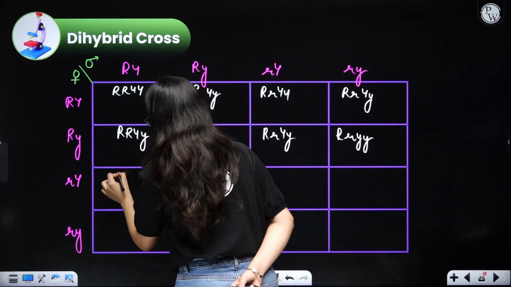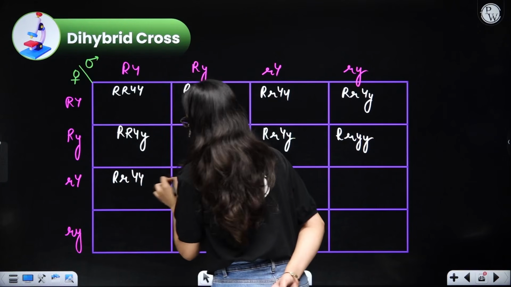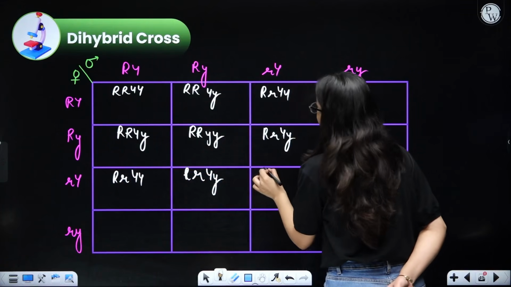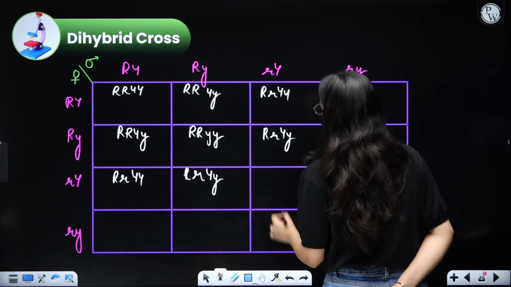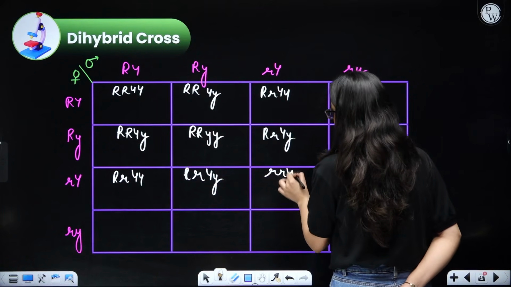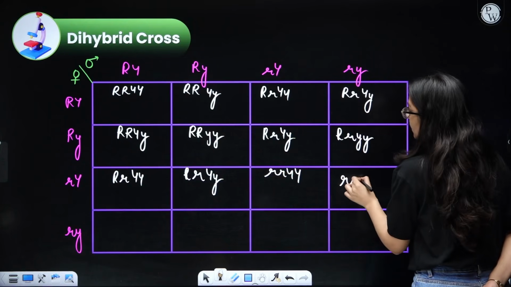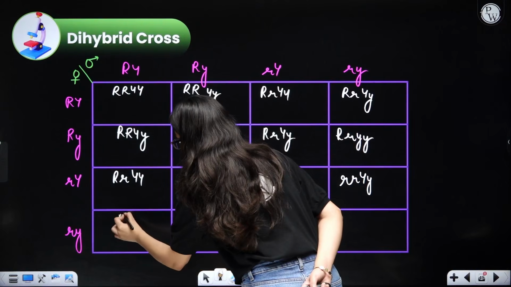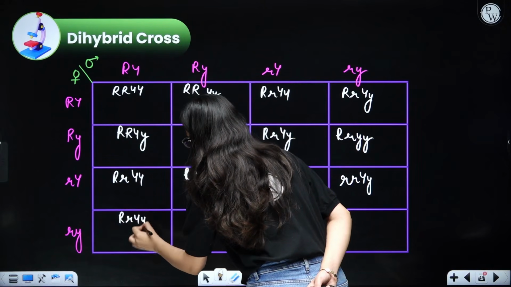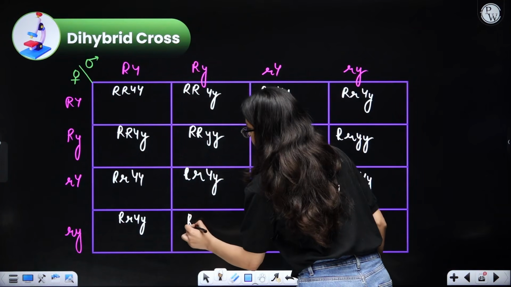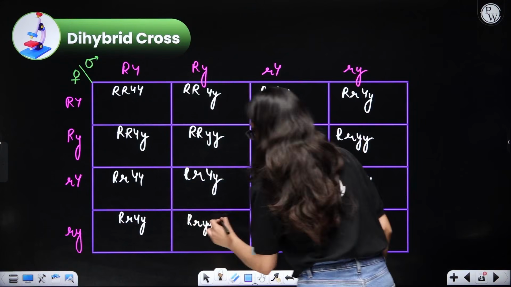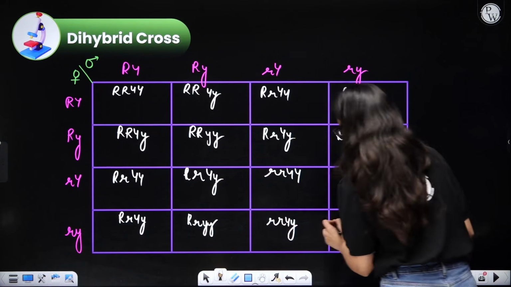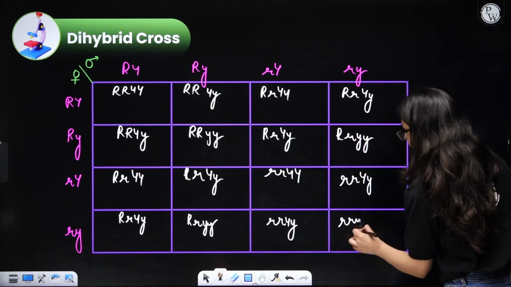Okay, now capital R, small r, capital Y, capital Y, capital R, small r, capital Y, small y. Then again we have, no, we don't have capital R. We have small r, capital Y, capital Y. We have small r, capital Y, small y. Okay, again we will do over here capital R, small y, capital Y, small y. Now we have capital R, small y, small y. Next up we have small r, capital Y, small y, and finally we have small r, small y, small y.